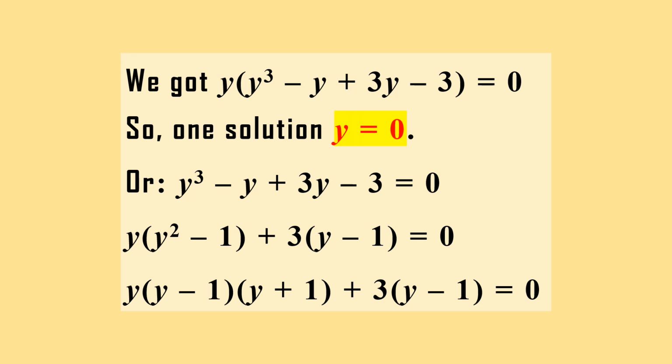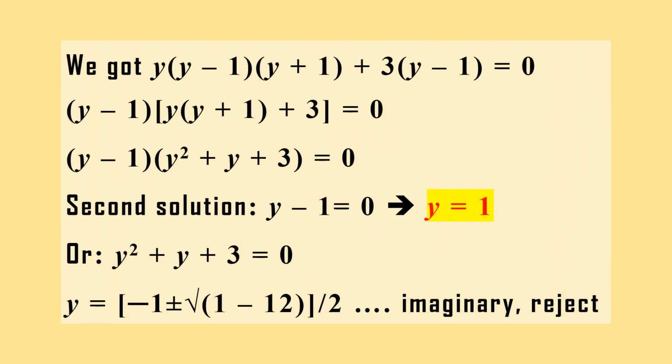So, one solution is y is equal to 0. Or y power 3 minus y plus 3y minus 3 is equal to 0. From the first two terms, we get y into y square minus 1. y square minus 1 is equal to y minus 1 into y plus 1. From the last two terms, we can write 3 into y minus 1. Take y minus 1 out as common. We get y minus 1 into y square plus y plus 3 is equal to 0.